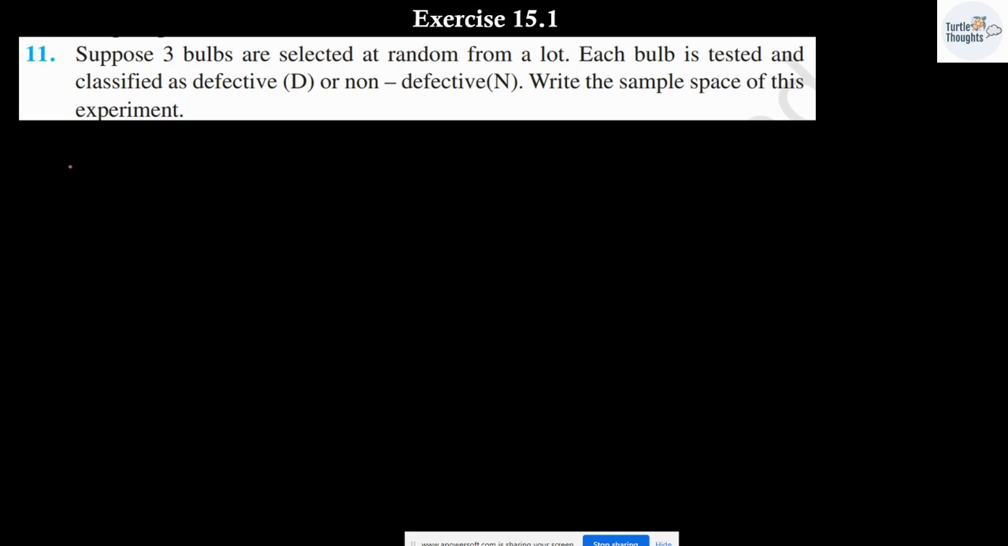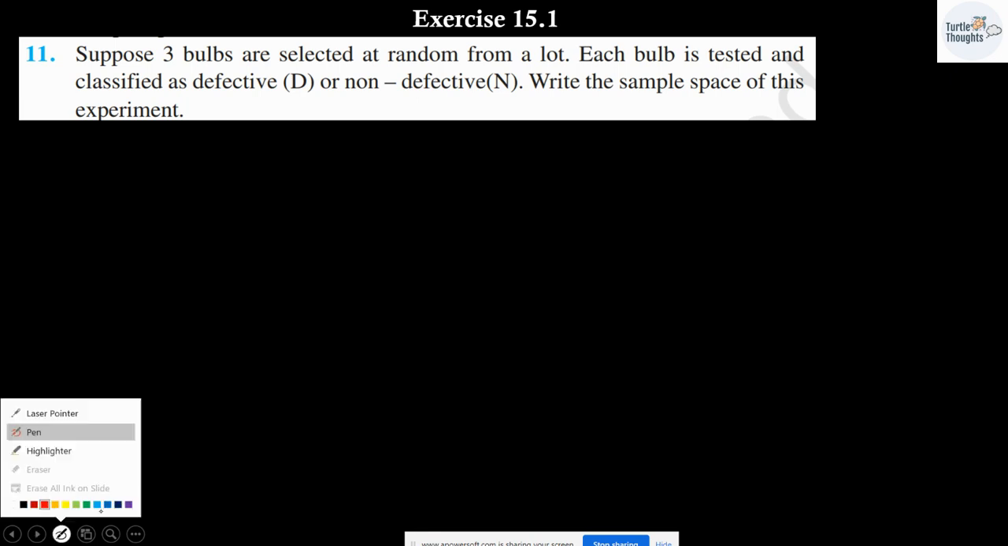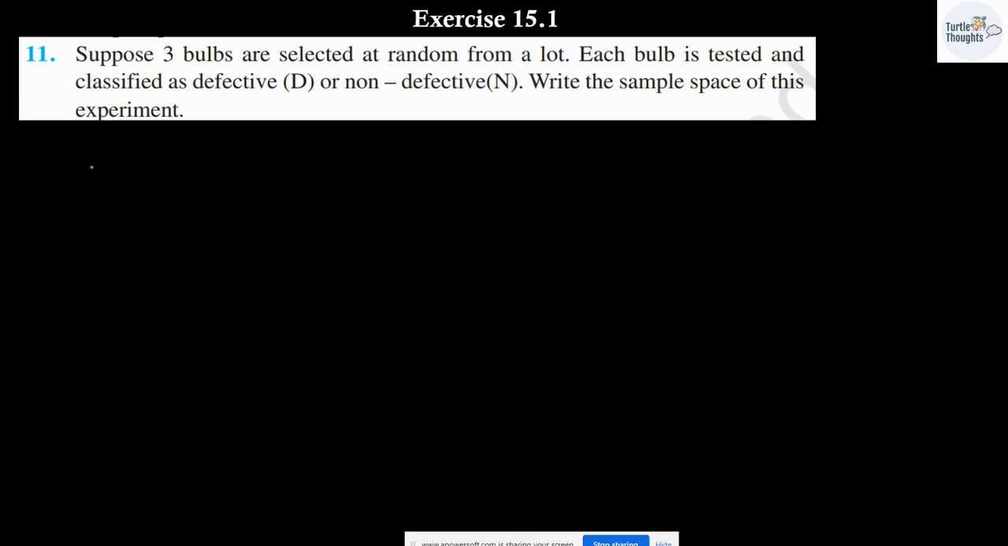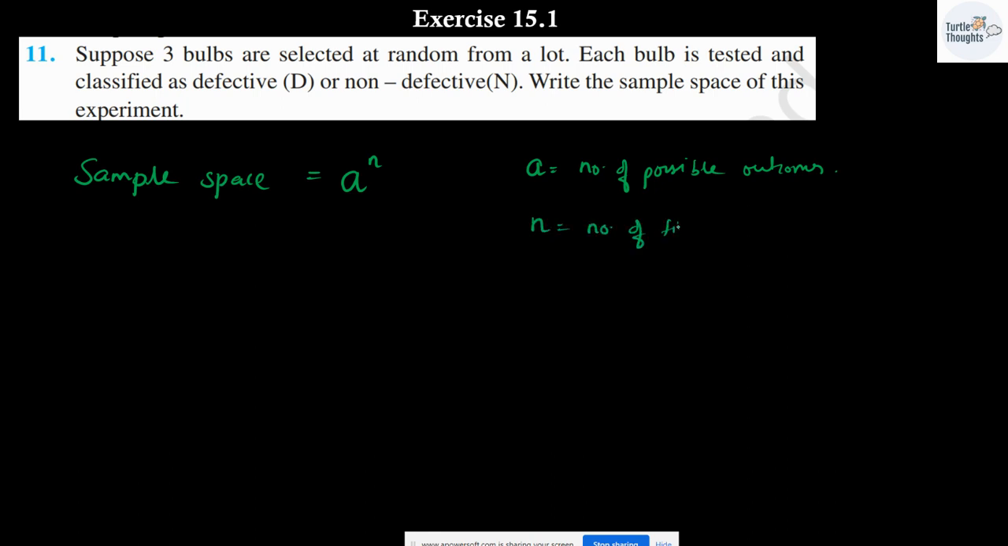First, I will start by writing the general formula for sample space. The general formula for sample space is given by A power n, where A is the number of possible outcomes and n is the number of times the experiment is performed.